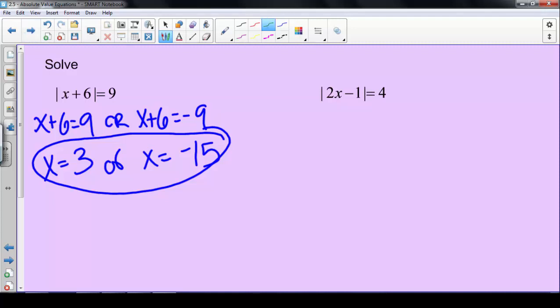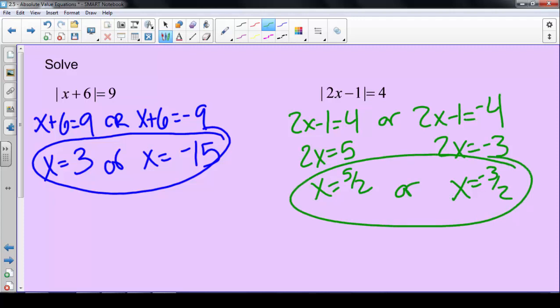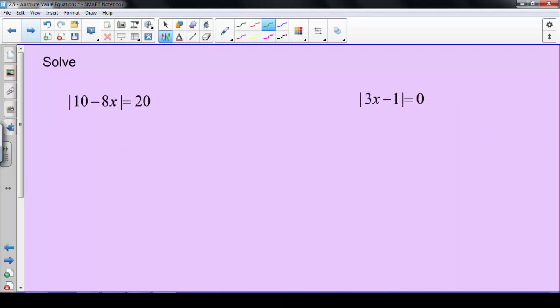This next one, same idea. We've got 2x minus 1. That's either 4 or can be negative 4. You need both situations because we're trying to cover all of our bases here. And in this case, x could be 5 halves or negative 3 halves. So same things here, so I'm not going to really talk through them.